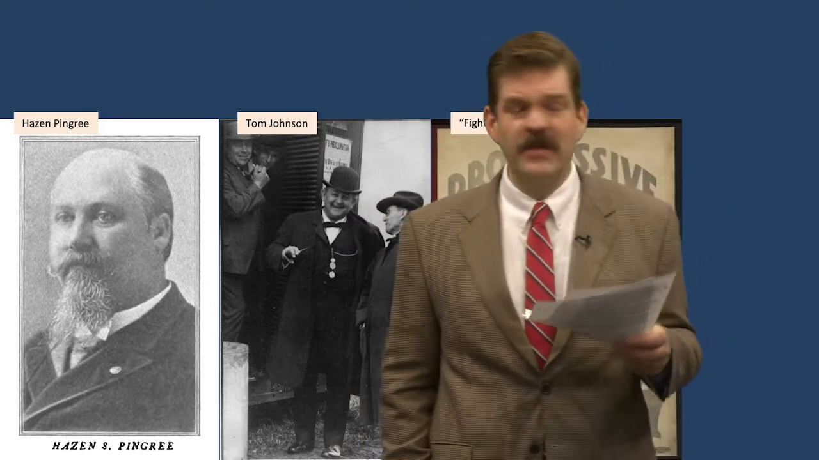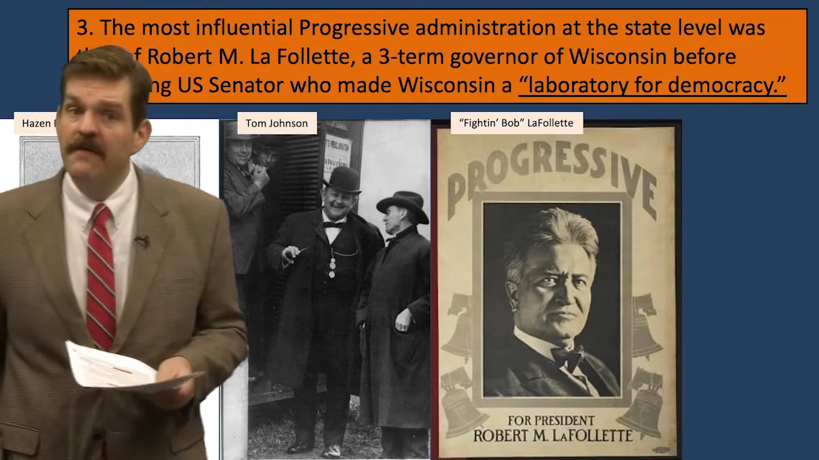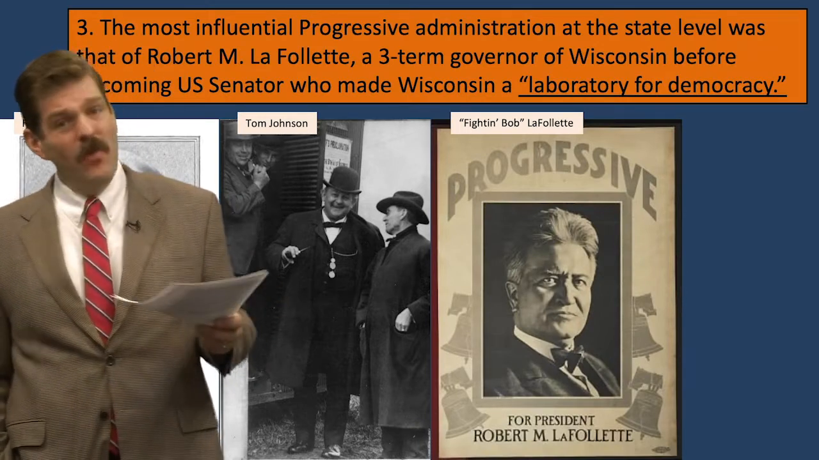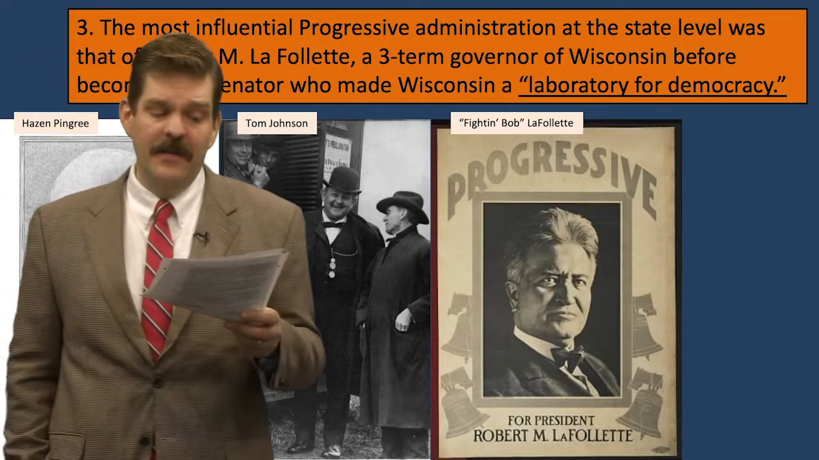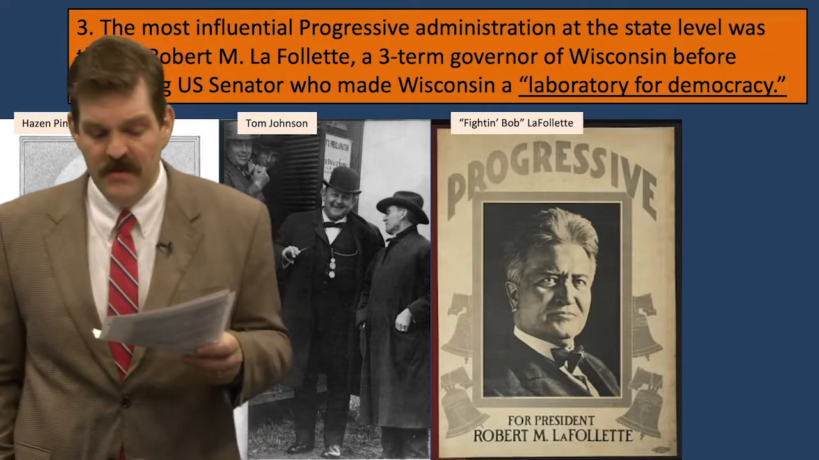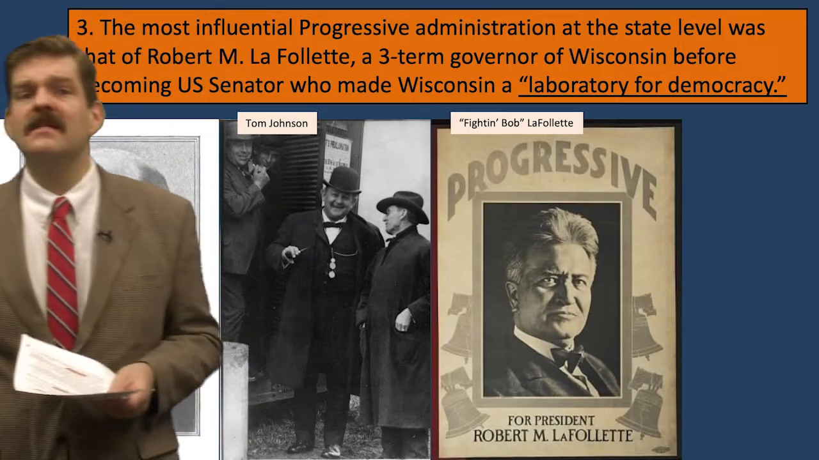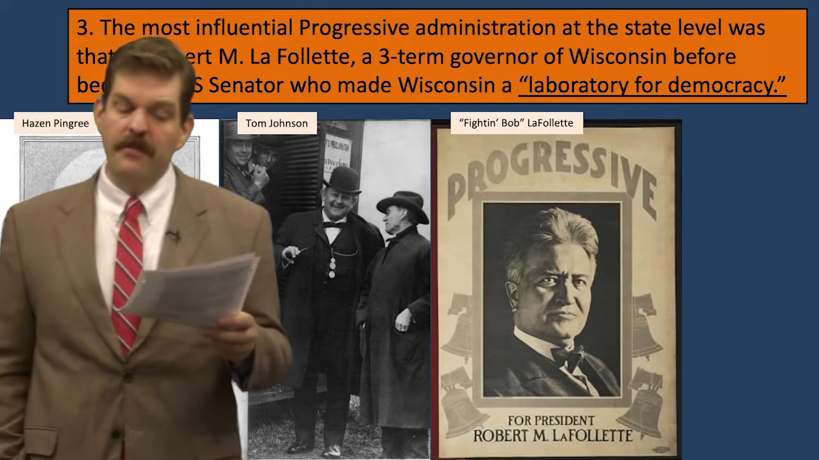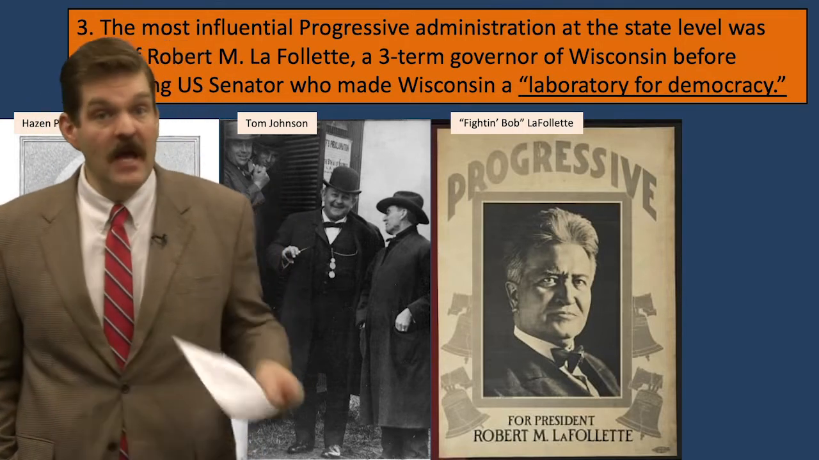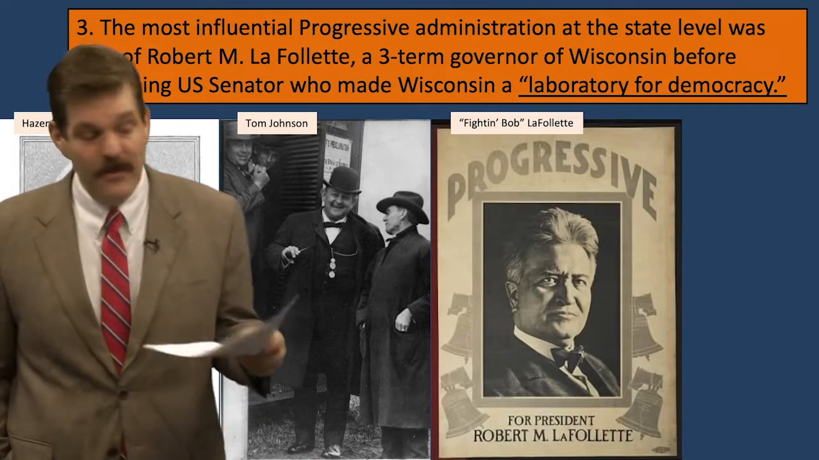And he invited the public to go question officials about city management. But the most important official, and I think the most influential of the progressive era at the state level, was Robert La Follette, the 3-time governor of Wisconsin before becoming a United States Senator, who made Wisconsin, he said, a laboratory for democracy. He instituted primaries rather than party nominations for offices, making elections along the way to try to improve the democratic process within the democratic process.